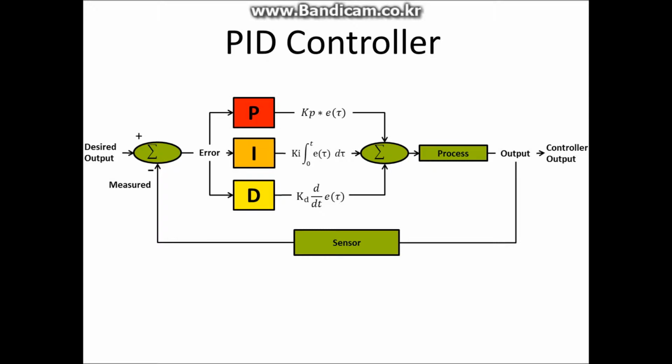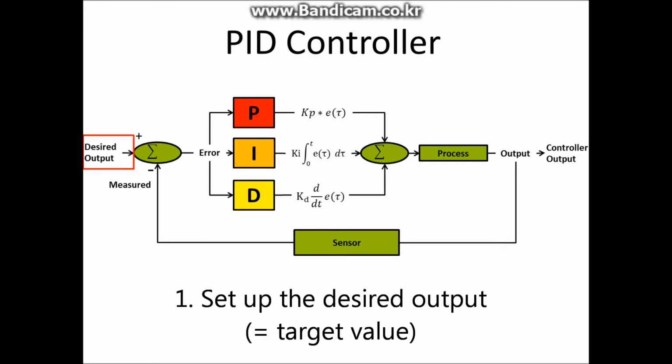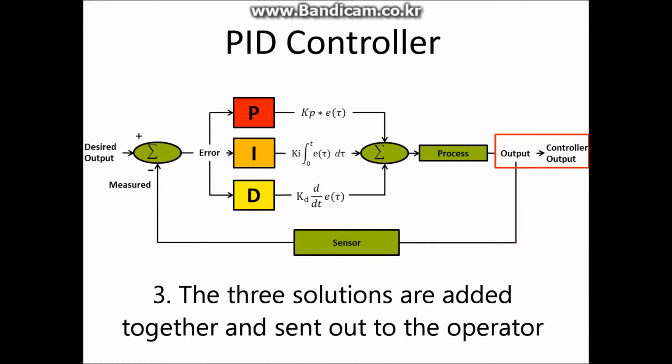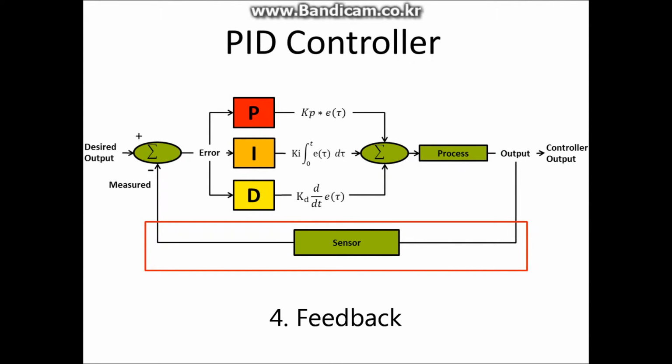PID controller can be schematically expressed as the following picture. For the first step, your desired output, which is the target value, needs to be put in the control system. Then the difference between the desired output and the measured value from the sensor, which is an error, will be calculated with the equations of 3 separate constant parameters P, I, and D. The solutions from each equation will be added together and sent to the operator, which is a motor in this tutorial. The most important step in PID control system is the feedback step. It keeps the output values to be close to the target value.